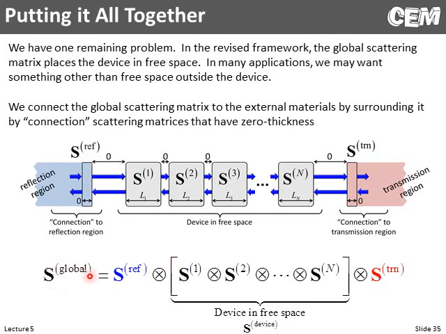So our overall global scattering matrix, which describes the final configuration of scattering, has our device scattering matrix, but we star product with the reflection region scattering matrix to connect it potentially to a material on this side, and we star product with the scattering matrix for the transmission region to connect it potentially to something on this side. Now, as I mentioned, if there really is free space on one of the sides, we don't need to star product on that side. But once we've done this and we star product, connect it to whatever's outside our device, the final scattering matrix is our global scattering matrix.